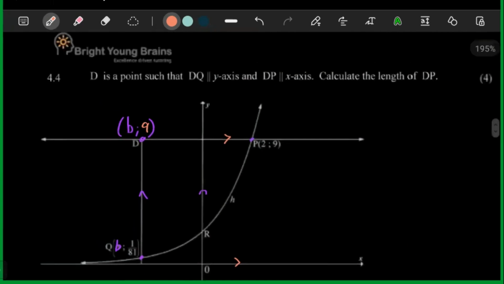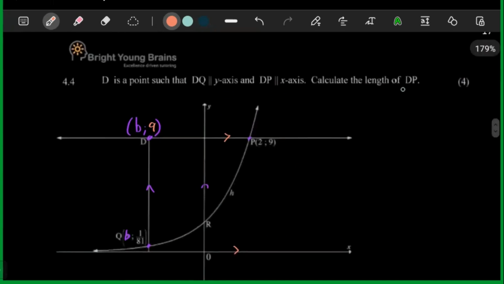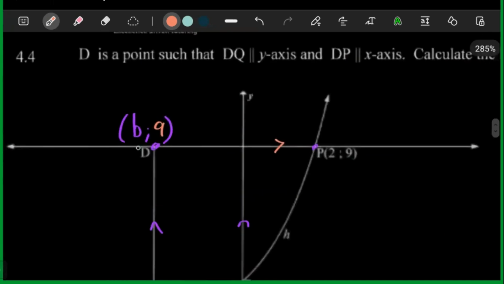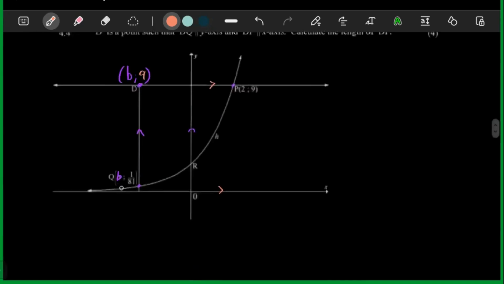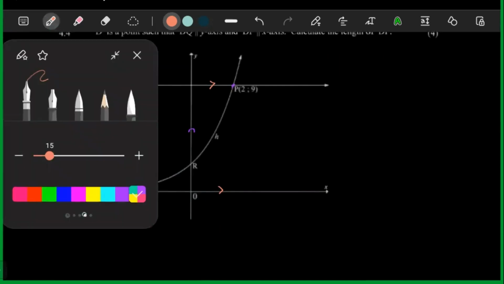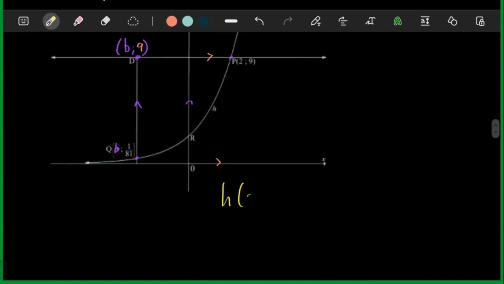So with all this being said, they said we should calculate the length of DP. To get the length of DP, we have to get the x value B. Because if you get the x value B, you can easily just compare it to the x value 2, and then you'll have the distance. So our job is to just get B. Fortunately, you can get B using the equation of our hyperbola. Our equation of our hyperbola looks like this.